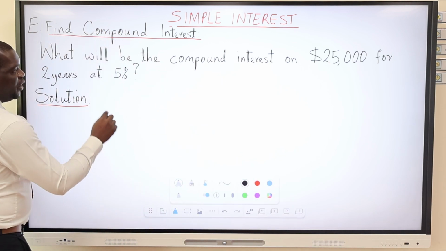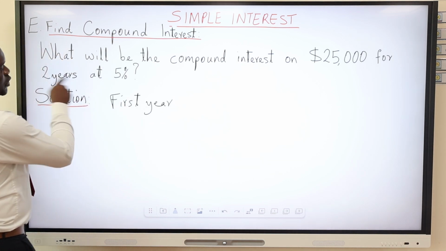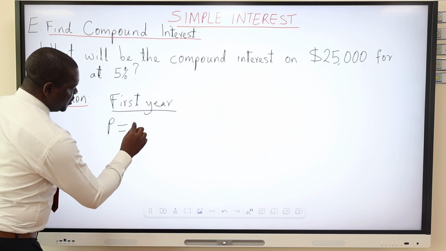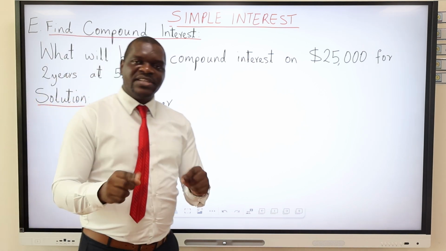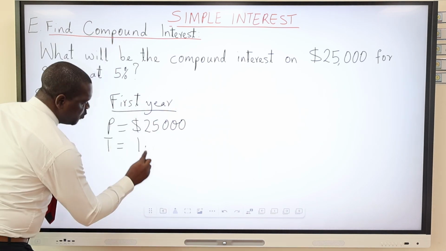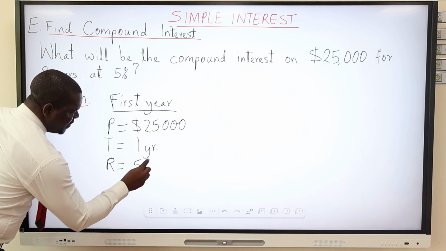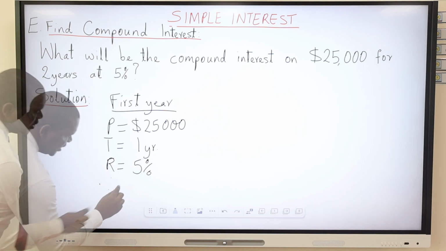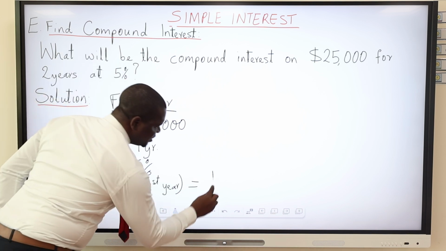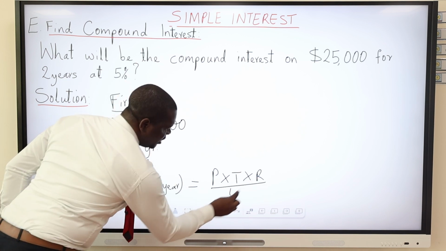First of all, we state the first year because there are 2 years. For the first year, the principal is $25,000. The time for the first year is just 1 year because we are calculating it per year. And the rate remains the same, which is 5%. Therefore, interest for the first year, that is simple interest, is principal times time times rate divided by 100.